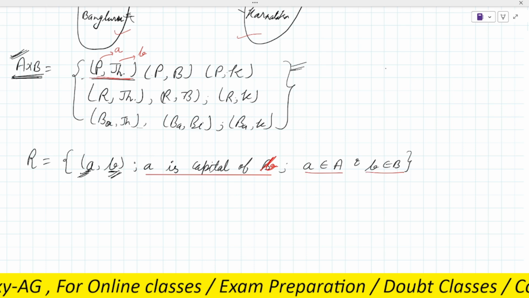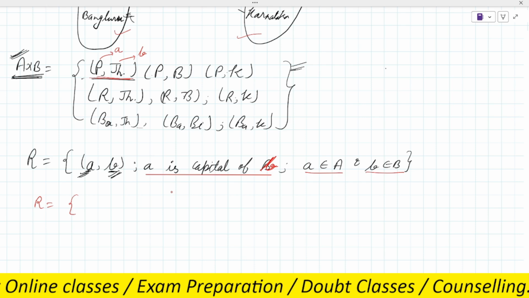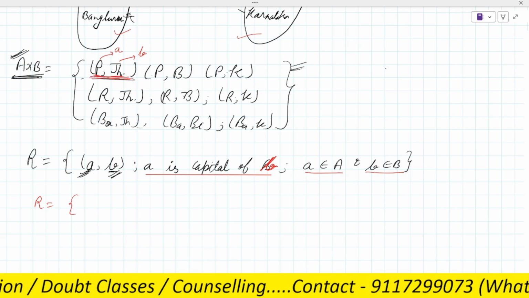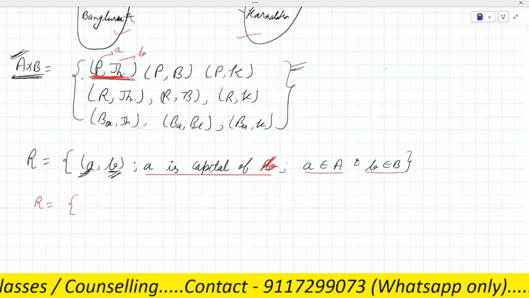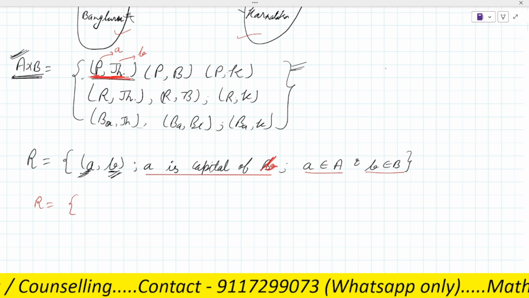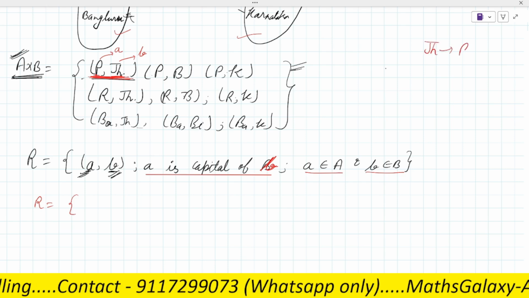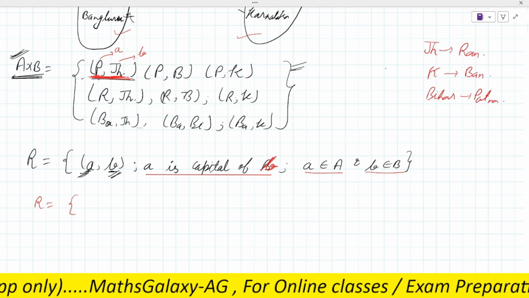Now write the elements. So it will be R equal to, now check the relation. Here it is saying that Patna is the capital of Jharkhand. Is it correct? Is it holding the relation or not? For Jharkhand the capital is Ranchi, right? For Karnataka the capital is Bengaluru. And for Bihar the capital is Patna. Is it clear? So Patna is the capital of Jharkhand. Is it correct or not?